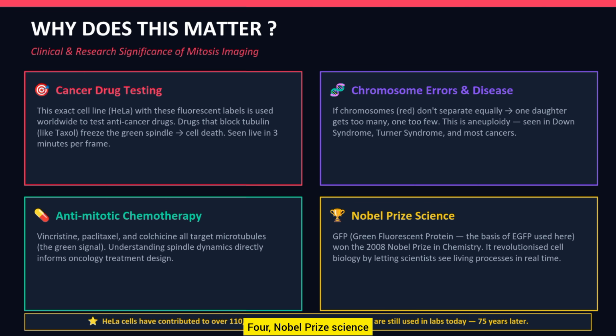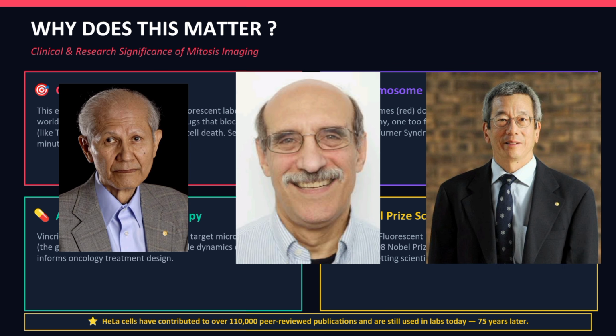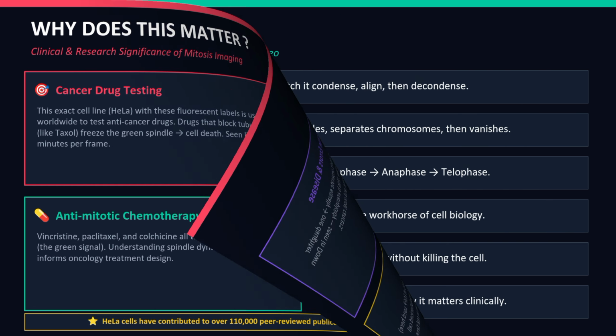4. Nobel Prize science. The EGFP technology used in this very video won the Nobel Prize in Chemistry in 2008, awarded to Osamu Shimomura, Martin Chalfie, and Roger Tsien. It fundamentally changed our ability to watch biology happen in living cells.